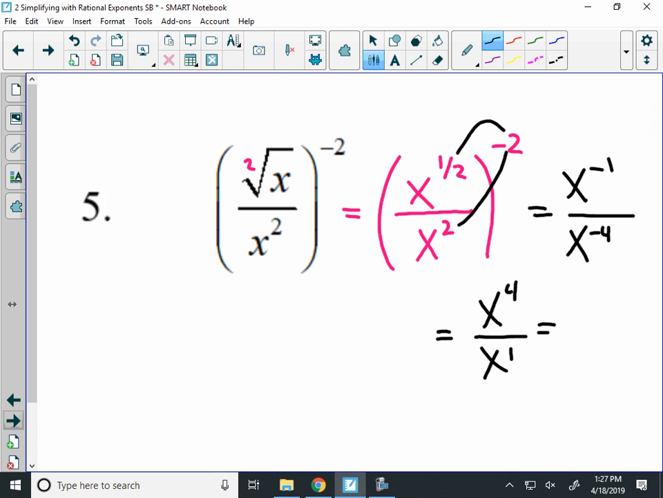And now you subtract 4 minus 1 is x to the 3rd. Look how pretty that turned out. Kind of nice, right? A little bit? No? Maybe? Kind of? Alright, there's that.